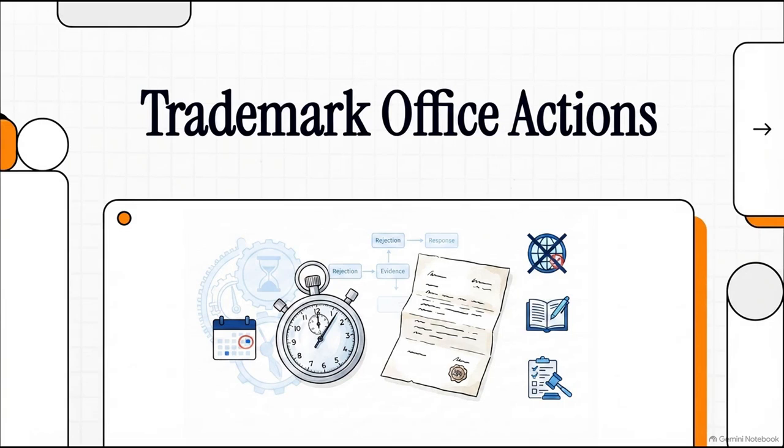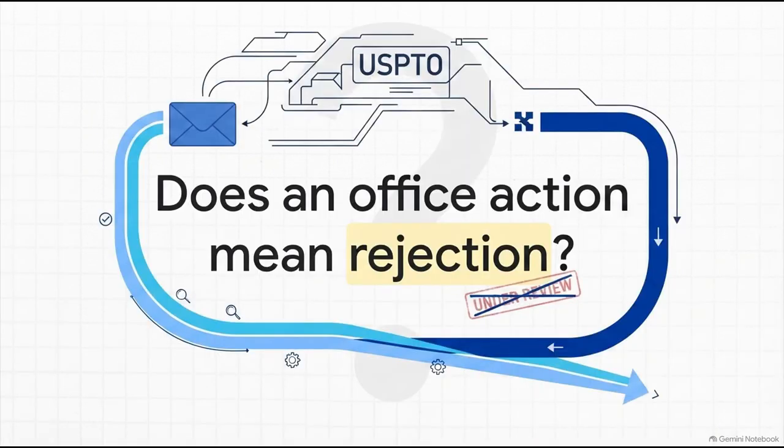You open the USPTO correspondence portal, or maybe your mailbox, and there it is. A formal letter from an examining attorney citing a specific legal problem, a clock that is already running, and the fear that your trademark application is dead. This explainer covers exactly how to identify the legal problem you are facing, calculate your absolute deadline, and structure a response that prevents abandonment.